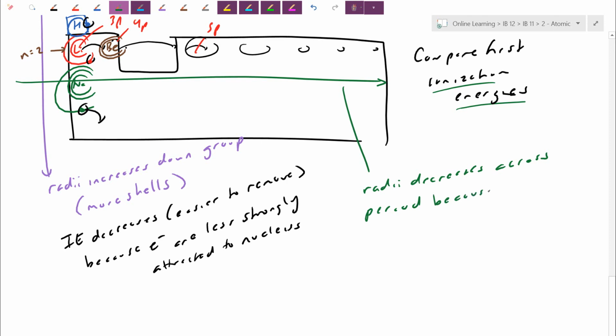because more protons attract the same number of shells closer. Right? Because as you go across, it's not like you're gaining shells. All these will have 2 shells. But as the core itself becomes more and more positive, the electron shells get tighter, pulled in.